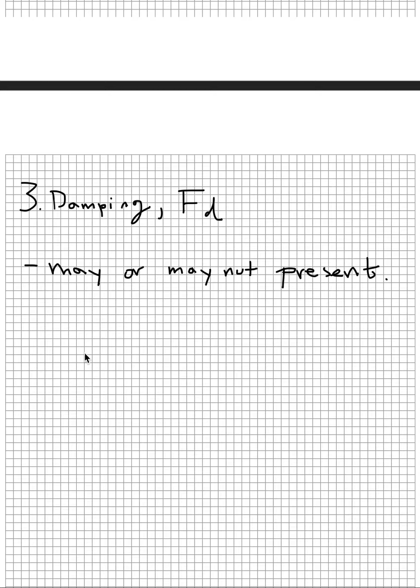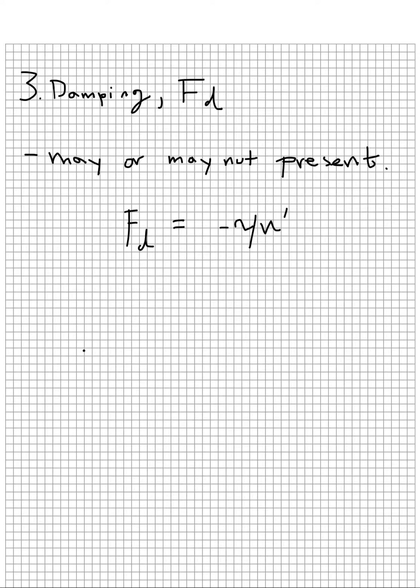And dampers work to counteract any movement. And there are several ways to define a damping force. And the one that we're going to use is the following. It's going to be F sub D, and that's going to equal negative gamma times u prime. Okay, where gamma is going to be bigger than 0, and this is the damping coefficient.